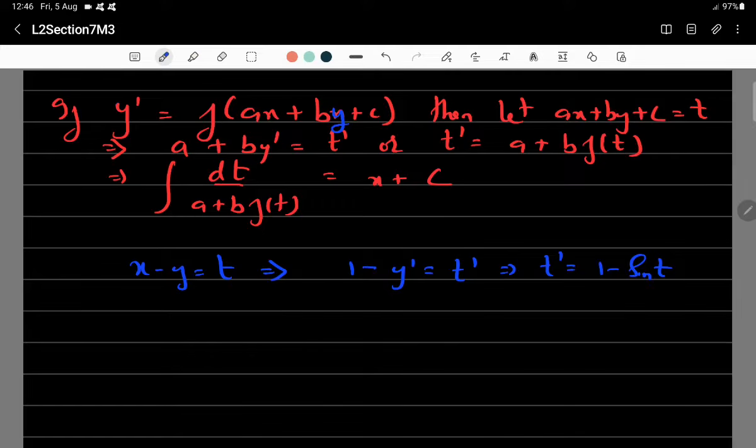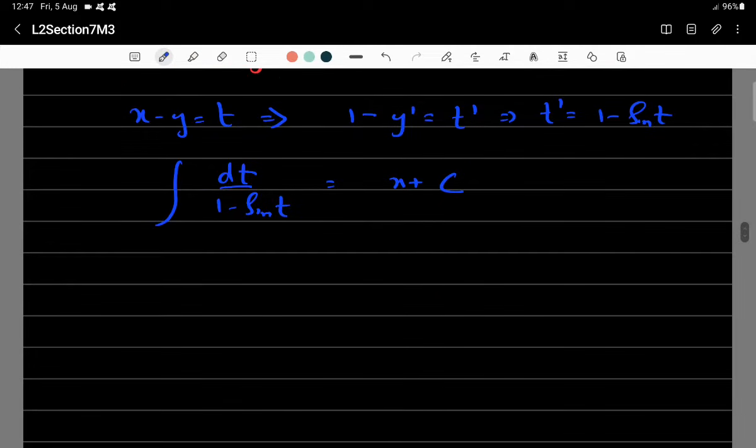Now it is a variable separable form, and therefore I can write it as dt by 1 minus sin t is equal to x plus c. Yes, now simply we need to integrate it. The integration is a little bit tricky, but I believe that you have already studied such kind of technique.